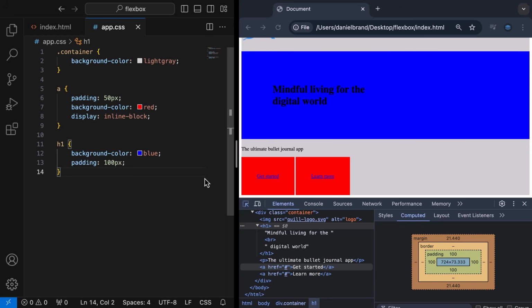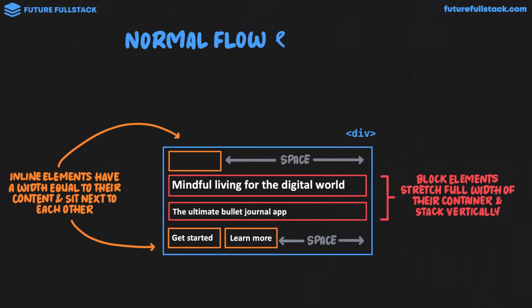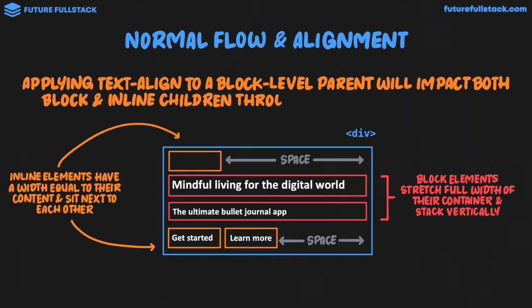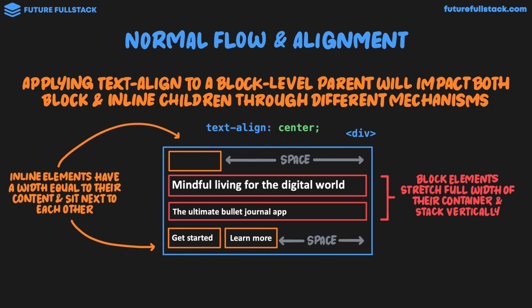The next thing to discuss with normal flow is normal flow and alignment. Applying text-align to a block level parent will impact both block and inline children through different mechanisms. I've got the same diagram we just looked at before, and I'm now going to apply text-align center to the parent block element, the div. By doing this, two things happen at the same time.